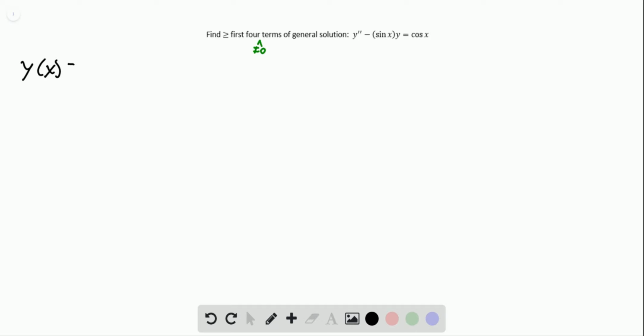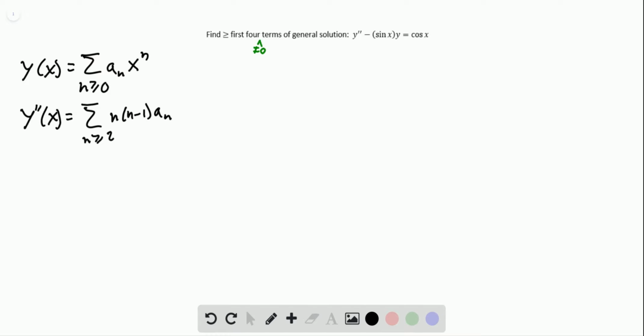So we have y of x is equal to the sum over all n greater than or equal to 0 of a_n x^n, and y double prime of x is the sum over all n greater than or equal to 2 of n times (n minus 1) times a_n times x^(n minus 2).